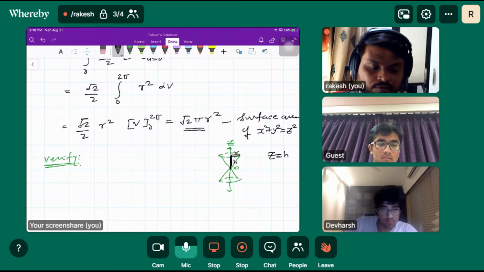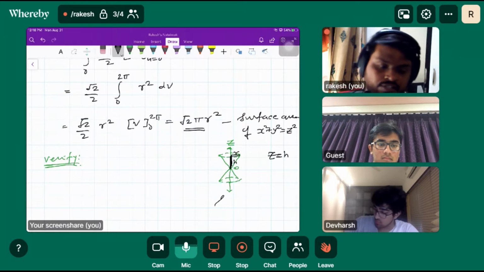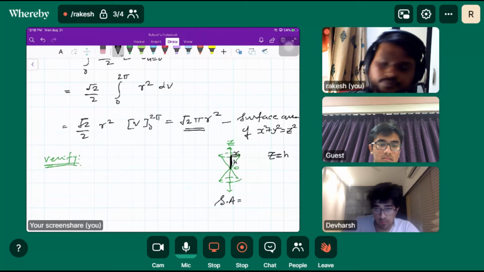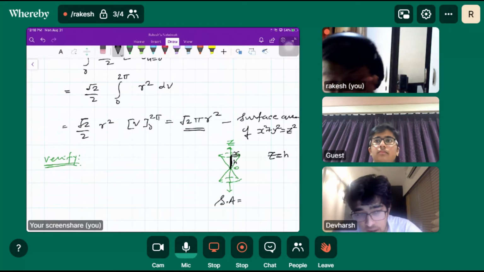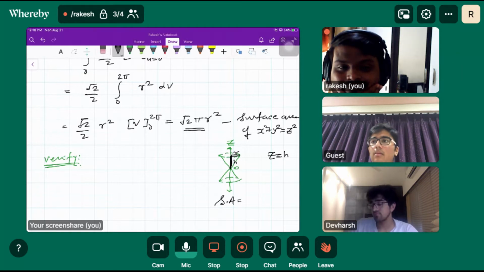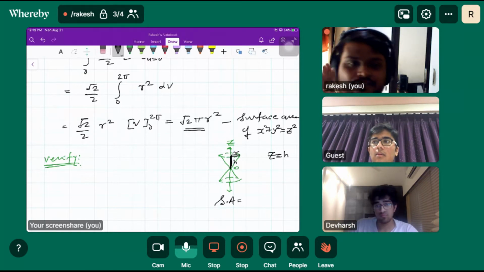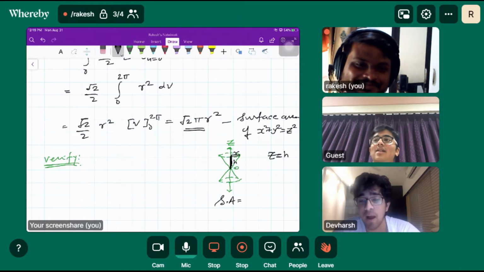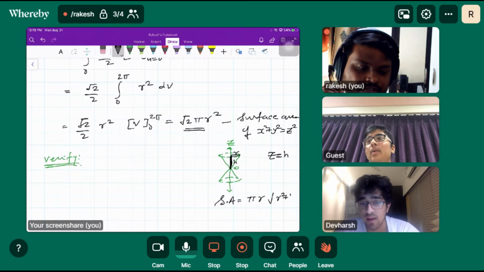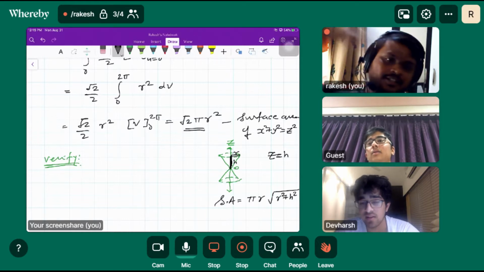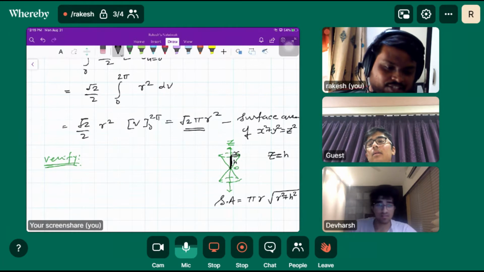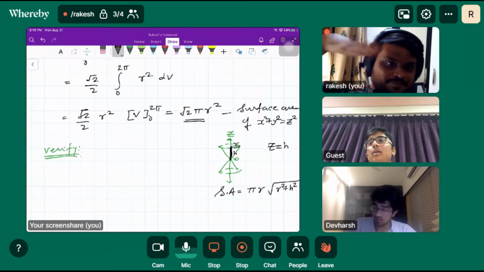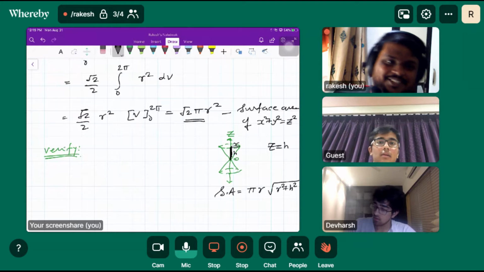So how do we find out the surface area of a cone? What is the surface area of a cone? Pi r square plus pi r l, where l is the slant edge. There is no lid, so the surface area is just pi r l. I understand you, Mano, but there is no lid.